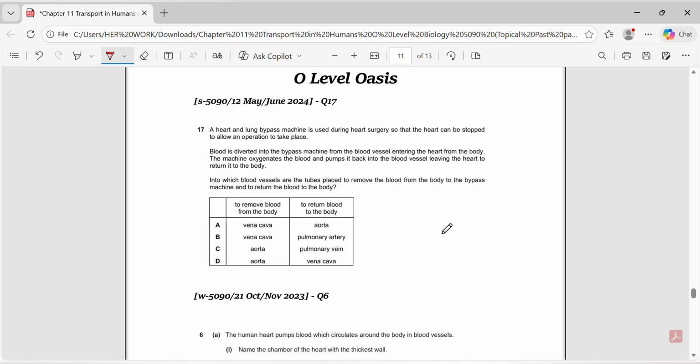Once the blood has been oxygenated by the bypass machine, it needs to be returned to the circulation through the vessel that normally carries oxygenated blood from the heart to the rest of the body. This vessel is the aorta. Returning blood into the aorta ensures that oxygen-rich blood is distributed efficiently to all tissues. Therefore, the correct answer is the option stating the blood is removed from the vena cava and returned to the aorta, which is option A.